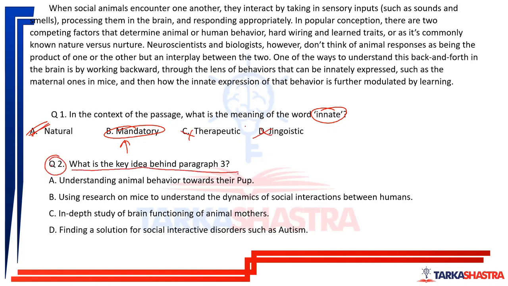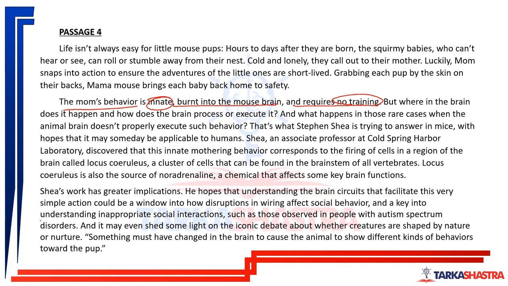Question number 2. What is the key idea behind paragraph number 3? Whenever we encounter these kinds of questions, please make sure that you are testing all of these against what has been exclusively mentioned in paragraph number 3. So let's see. What are they talking about? They are talking about this work having greater implications, basically understanding wiring that affects social behavior, and it could help people on the autism spectrum. It could also give us some light about the debates whether creatures are shaped by nature or nurture. So this is the idea.